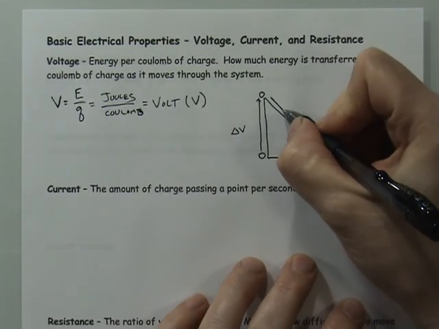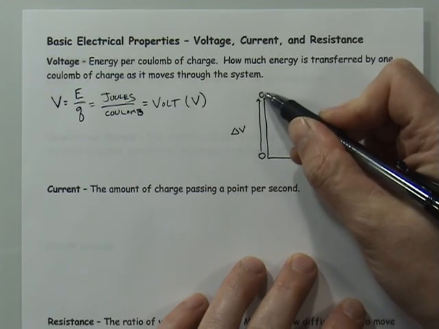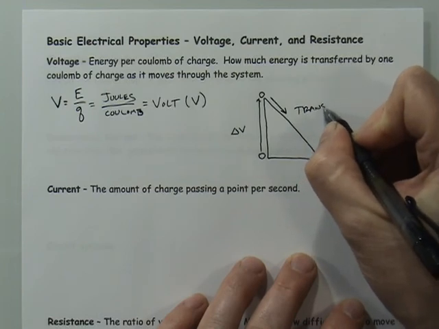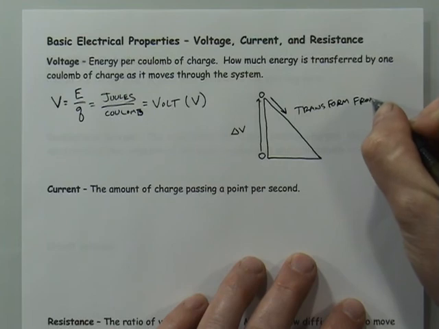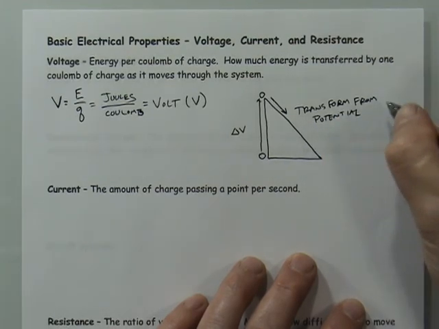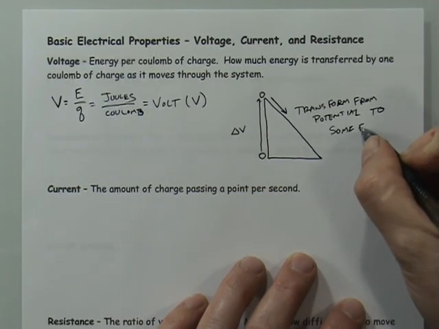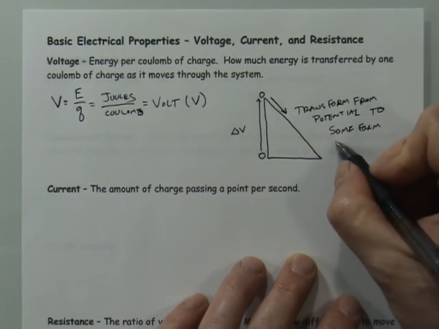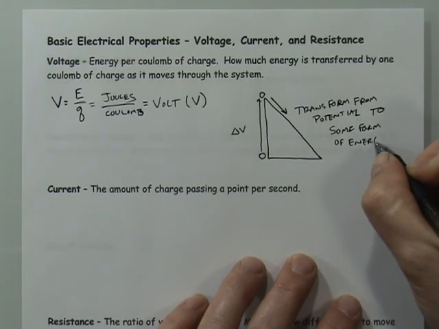As the object moves down this way, so we raise the electric potential up, as the object begins to then move down, we transform from potential to some form of energy. Now that form of energy, there's lots of different forms, but the two main ones that we're going to look at in this chapter are going to be light and also heat.